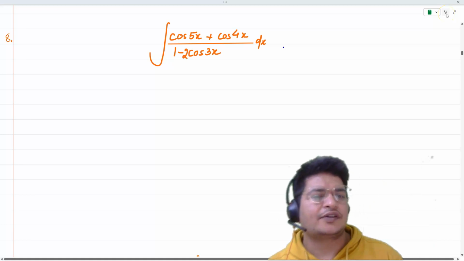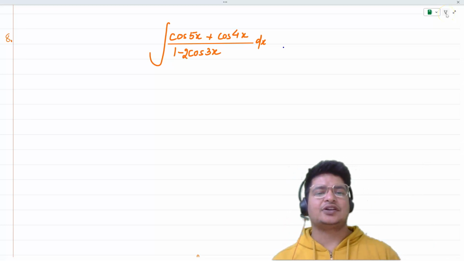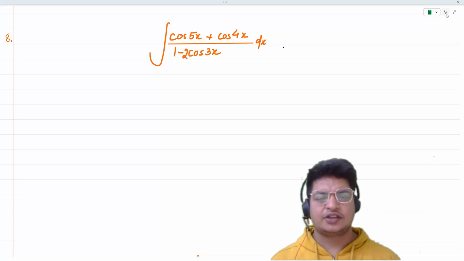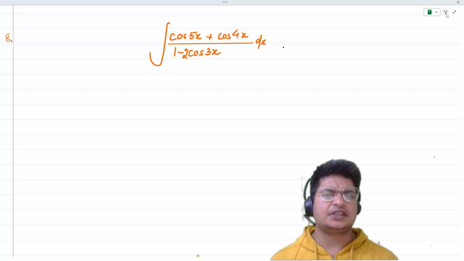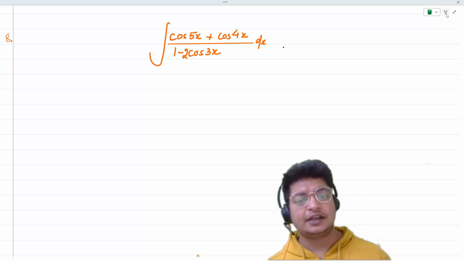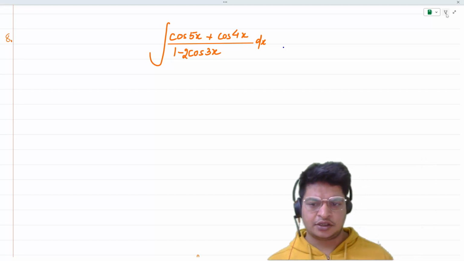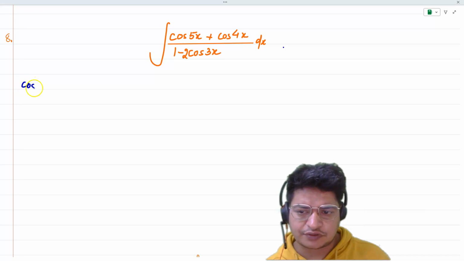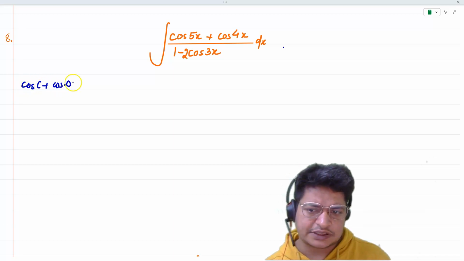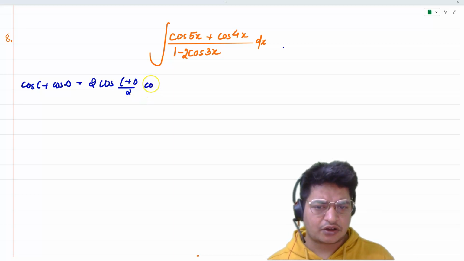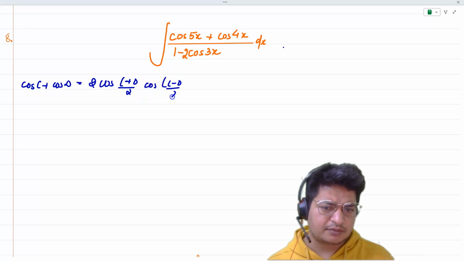Now we are getting a new question where we have to do the integration of cos of 5x plus cos of 4x, and in the denominator we have 1 minus 2 cos 3x. So basically you will use a formula called cos C plus cos D, and that should be applied in the numerator. We will not do this in the denominator. So we write cos C plus cos D, which is equal to 2 cos of (C plus D) by 2, and cos of (C minus D) by 2.